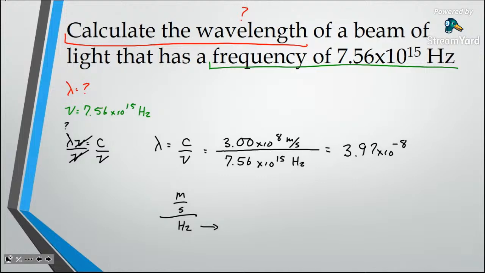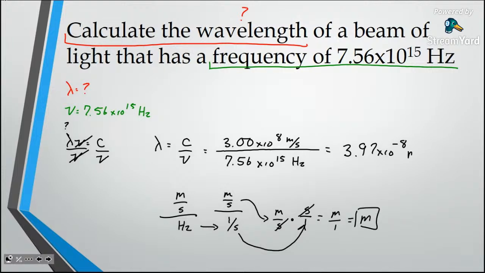But if we remember that hertz really means waves per second, or 1 wave per second, then I've got units of meters per second divided by 1 per second. And hopefully you've learned in math that if you have a fraction divided by a fraction, then you can multiply the numerator, in this case meters per second, by the reciprocal of the denominator, which would be seconds per 1. The units of seconds cancel. That gives me meters per 1, or simply units of meters, which is what we would expect for wavelength.